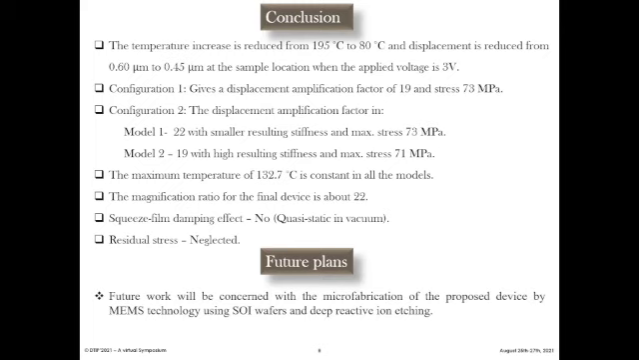In model 2, it moves factor 19 with high resulting stiffness. The maximum stress is 71 megapascal observed. The maximum temperature, in all these 3 models, is around 132 degrees Celsius. So the magnification ratio for the final device that we selected is about 22.